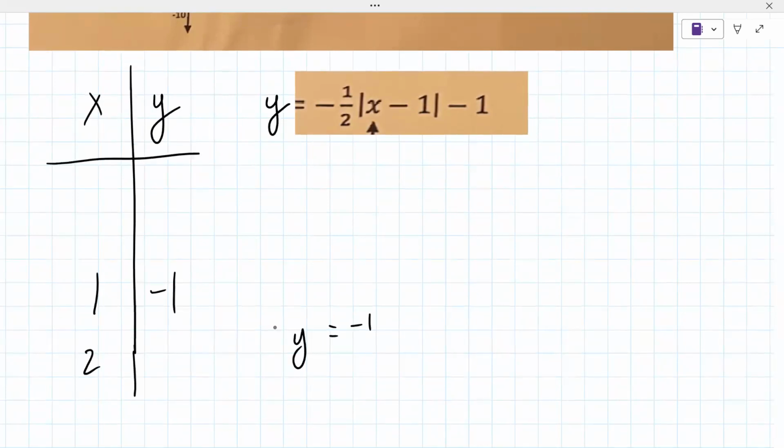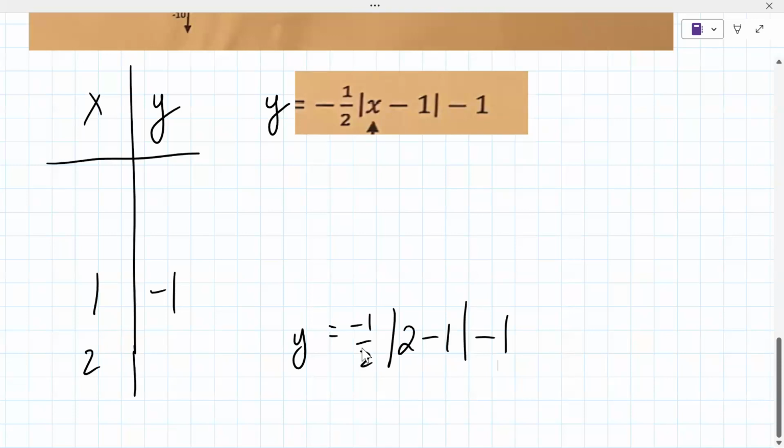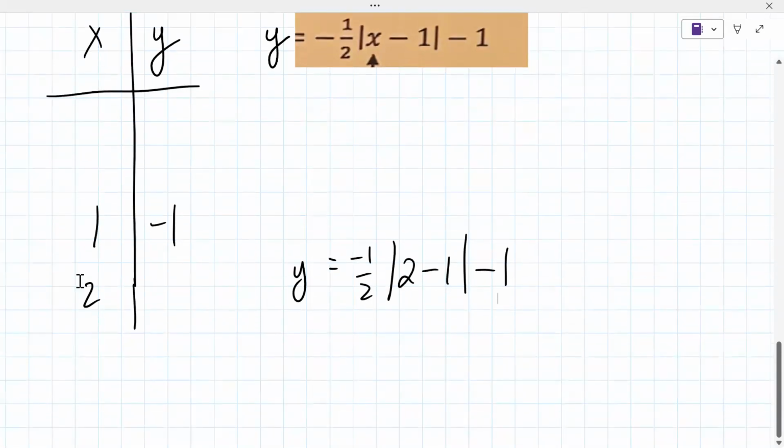Y equals -1/2 absolute value 2 minus 1 minus 1. So you'd start here inside parentheses. 2 minus 1 is 1. Absolute value of 1 is 1. But then you've got -1/2 times 1, which is a fraction, and that's bad. Like you really don't want that. I don't know if you guys talked about that in class, but that suggests, okay, maybe 2 isn't the right number. Let's go up one more. Let's go 3.